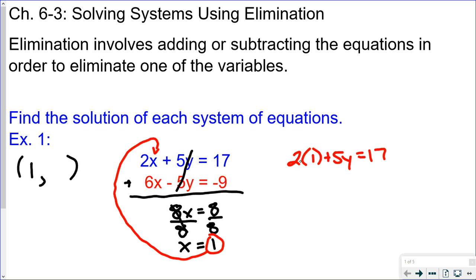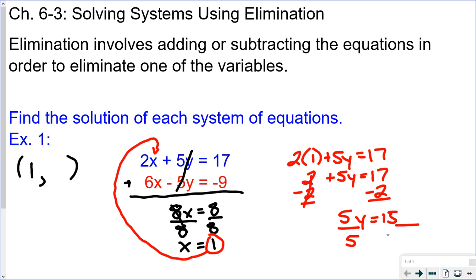And now I have an equation with just a y, and I'm going to solve this for y. So 2 plus 5y equals 17. Subtract 2 from both sides. Now I have 5y equals 15. Divide both sides by 5. I get y equals 3. So that's the other half of my solution. So there is my answer, or my solution to the system, (1, 3).